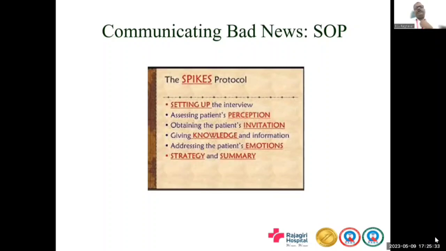So that is very important that whenever we take a history, we don't know whether we will go into collusion management or communicating bad news. We don't know. But whenever we take a history, we must find out what is the patient's insight or patient's perception about his or her medical condition. And that is very important, especially in communicating bad news. Also, we have to obtain the patient's invitation, and that I will explain later.